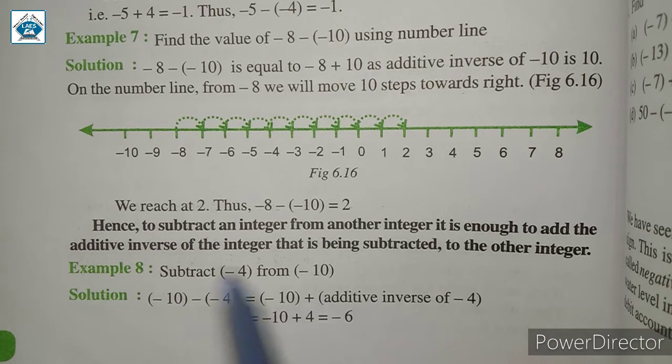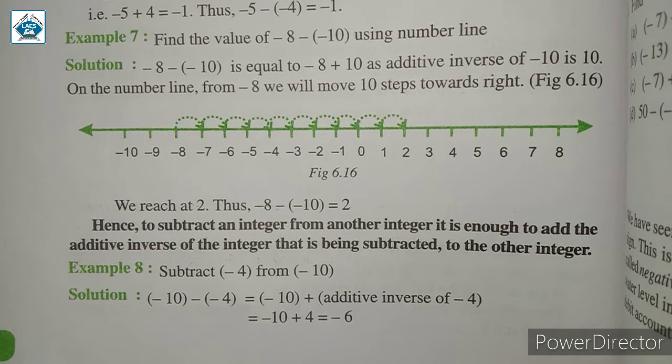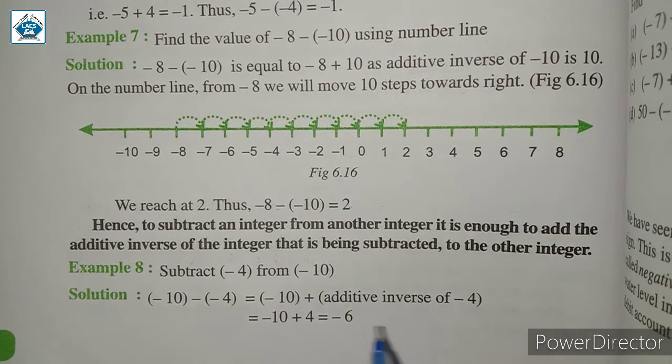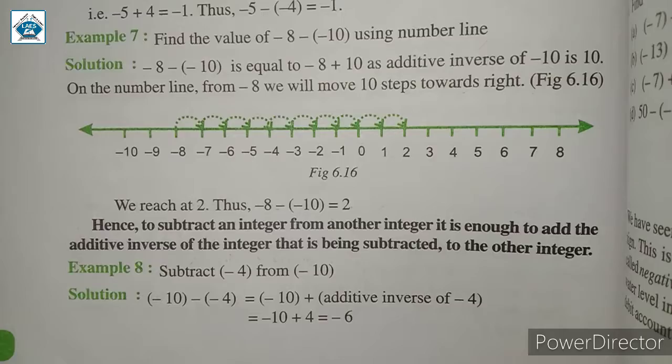So this was example 8 which we discussed just now. So what did we do? We kept -10 as it is. Instead of minus of -4, what we are going to do is add the additive inverse of the integer. So what is the additive inverse of -4? It is +4. So add the additive inverse of -4, which gives -10 plus 4, which is equal to -6. It is basically the same thing, but we can do it in this way also.